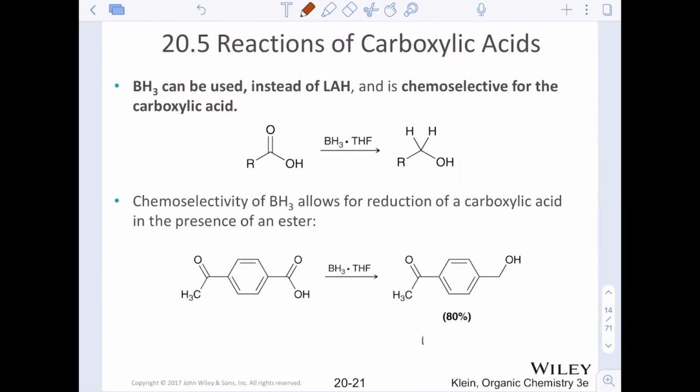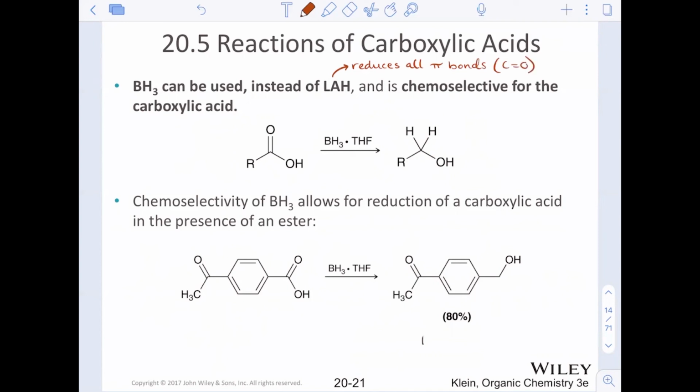BH3 can also be used instead of lithium aluminum hydride. It's chemoselective for a carboxylic acid. So BH3 and THF will only reduce carboxylic acids. That's what chemoselective means. It is selective to this specific functional group only. If you remember, LAH reduces everything. It reduces all pi bonds. In reality, we're going to be dealing with the carbon-oxygen ones.